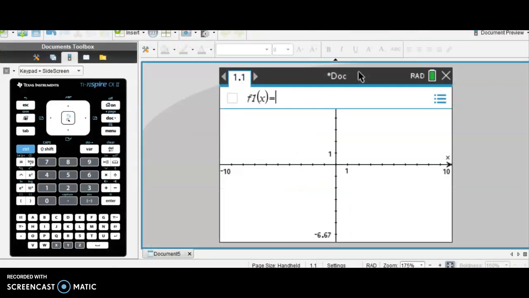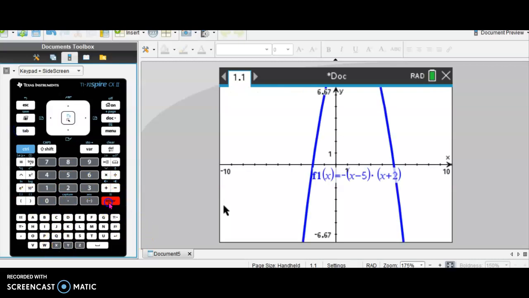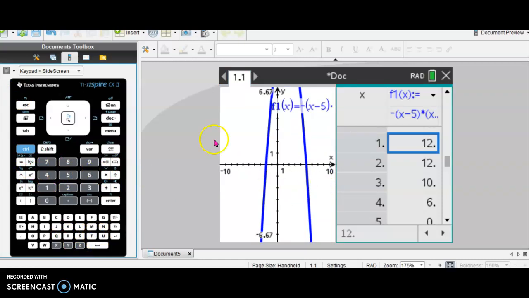So f of x equals, and then I type negative parentheses x minus 5. Make sure to put the minus and not the negative. Close the parentheses, open new parentheses, x plus 2, and close them. Hit enter and you've got your graph. And once again, control T will give you the table.